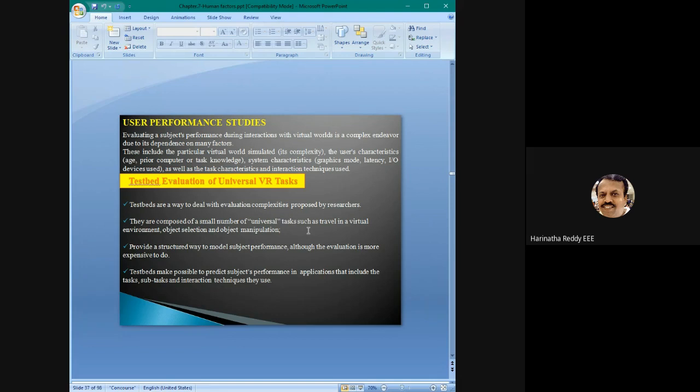The first one, test bed evaluation, is the first point. Test bed evaluation is one way of testing VR technology, how the user performance is getting affected. Test beds are nothing but simply an experimental setup. One simple setup. So we can say that test beds are a way to deal with evaluation complexities proposed by researchers.